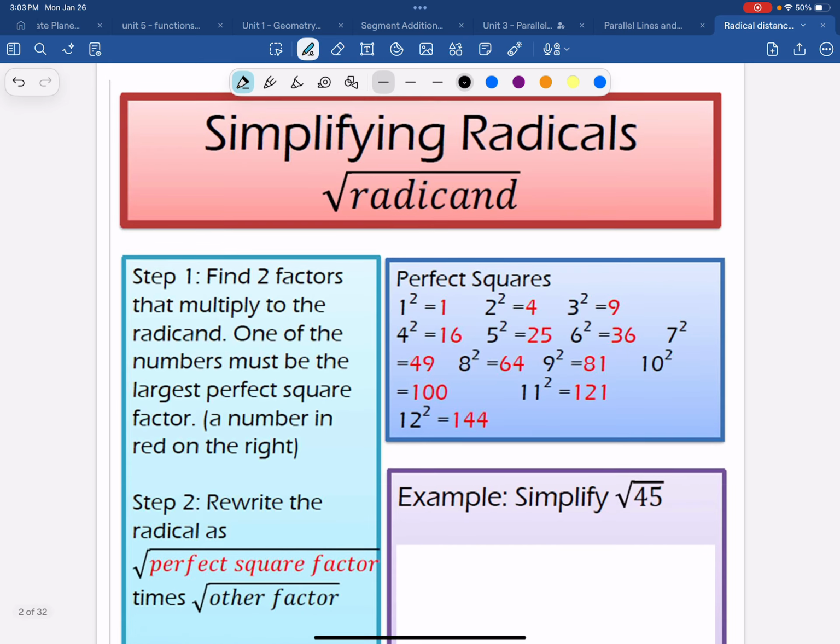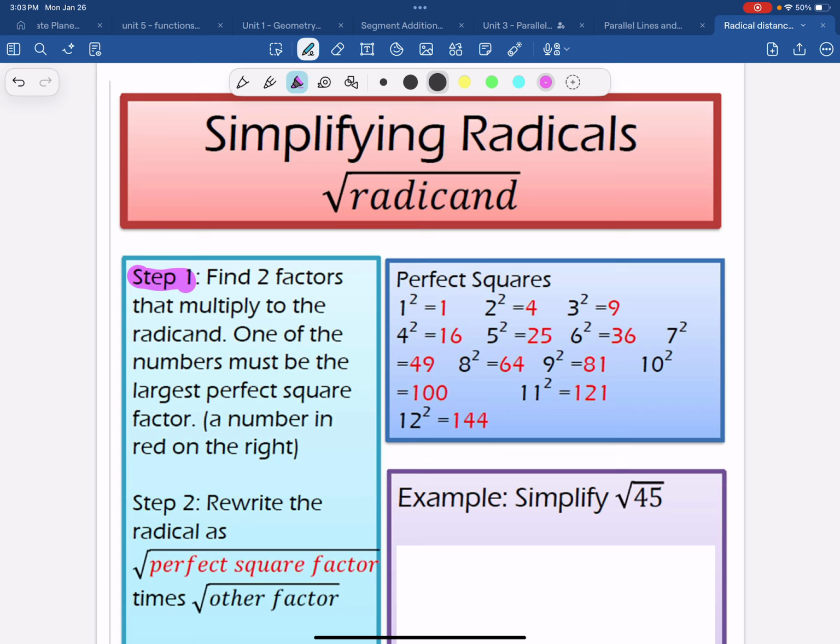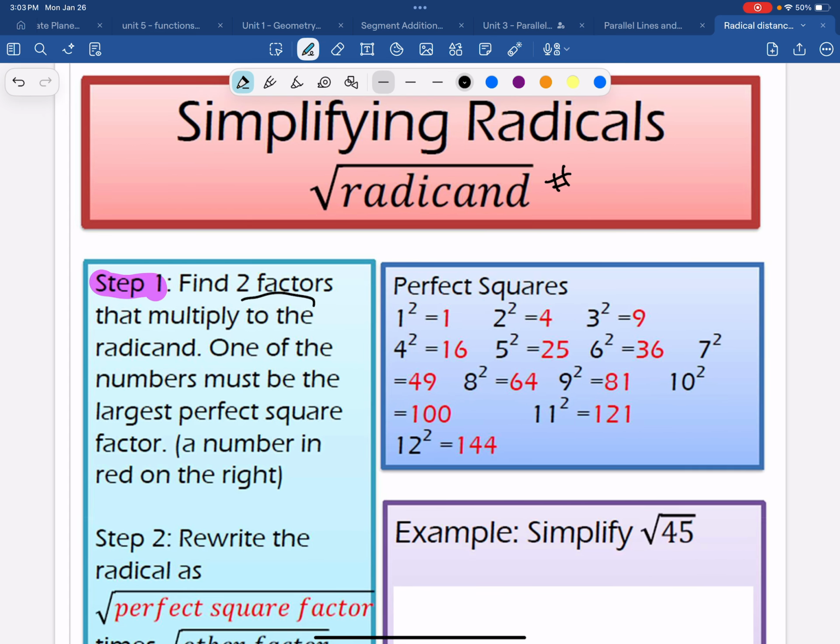All right, so the very first thing we're going to do is find two factors that multiply to the radicand. That's the number under the radical. One of the numbers must be the largest perfect square. The largest perfect square. Okay, so let me show you how to find that largest perfect square.